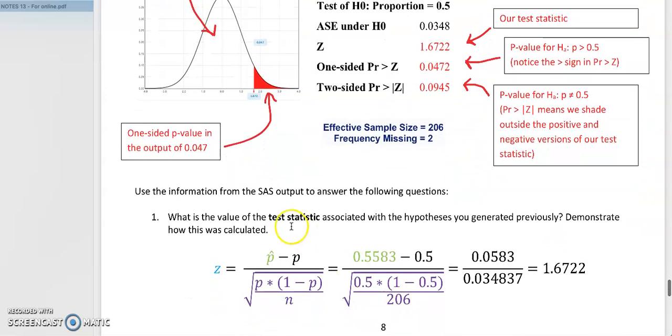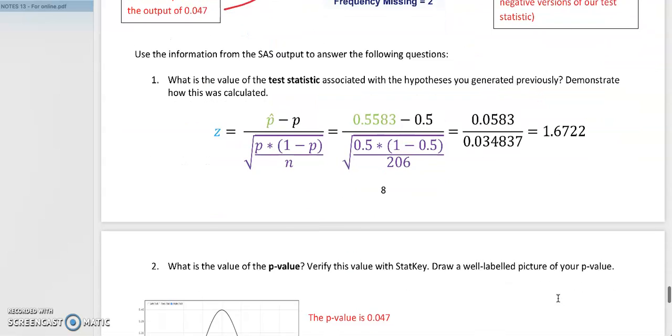So first, we found the test statistic already. We said it's this z value here, but we might want to verify it through the calculation. So we could plug in our sample proportion, p hat. We can plug in the p from our null hypothesis, and we can plug in our sample size, which is the 206 people that answered our question, and you can see that you get the same number if you did this by hand. So that's good.